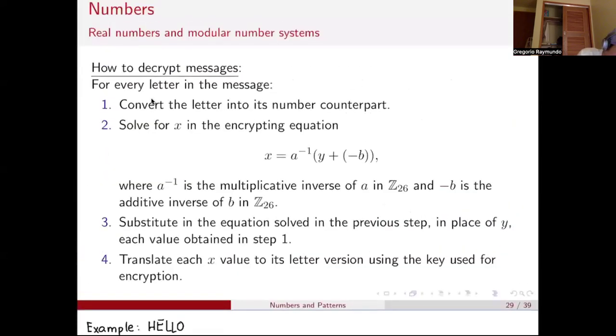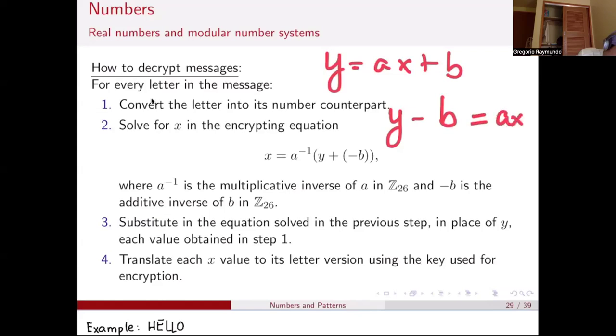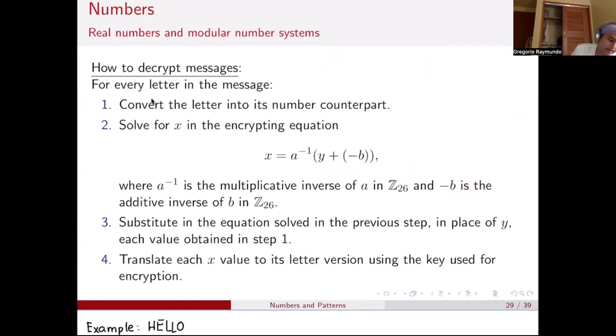Tapos, solve for X in the encrypting message. Saan ang galing ito? Nanggaling yan sa Y is equal to AX plus B. So, Y minus B is equal to AX. Tapos, X is equal to Y minus B over A. Kaya A inverse times Y plus negative B. Yun yung dahilan kung bakit dapat may inverse si A. So where A inverse is the multiplicative inverse of A in Z26 and negative B is the additive inverse of B in Z26.